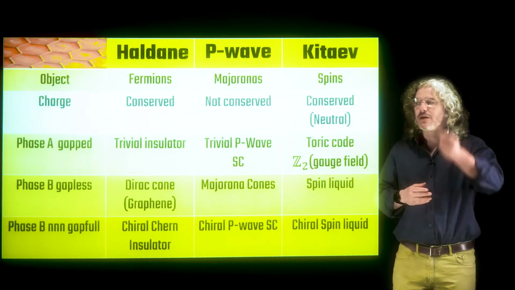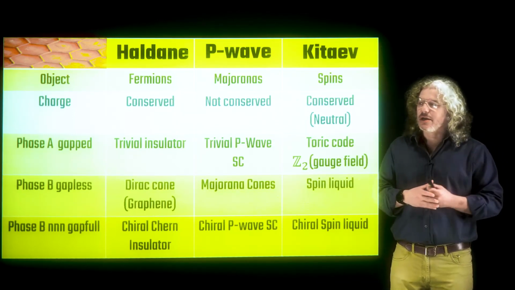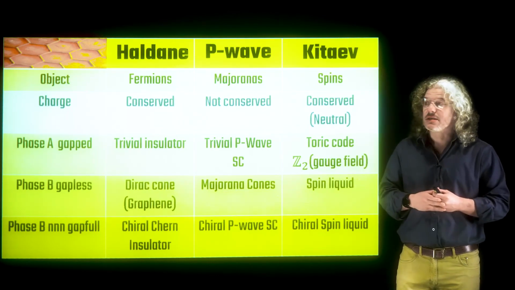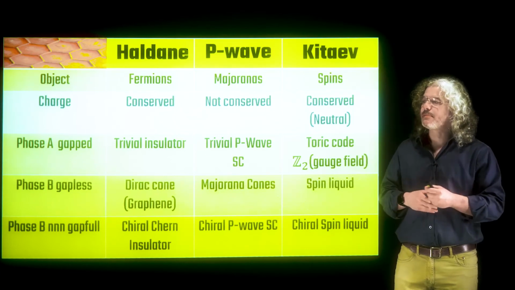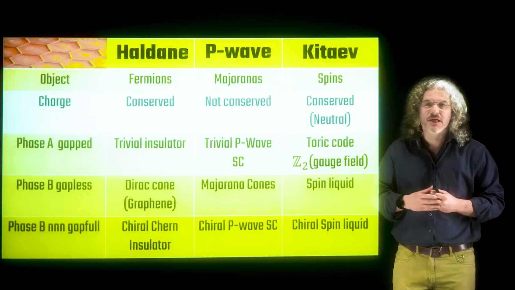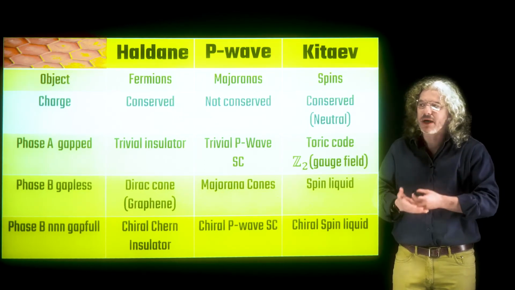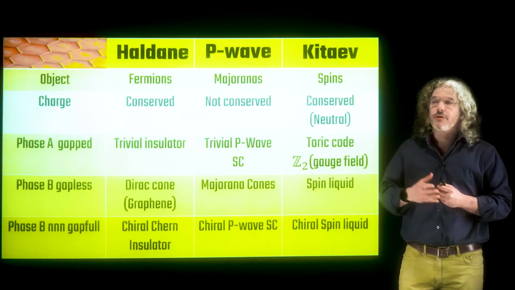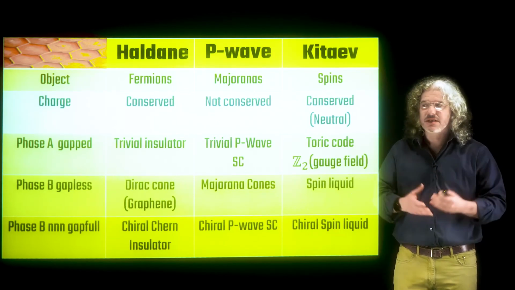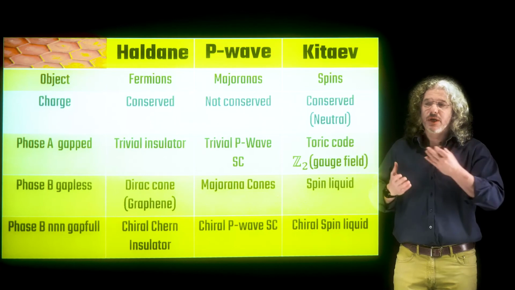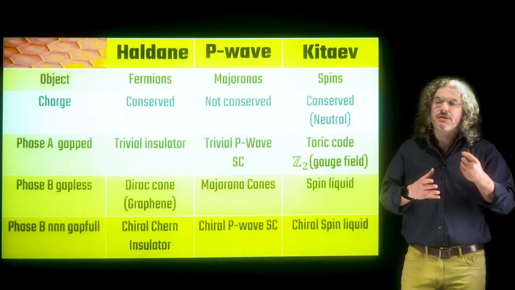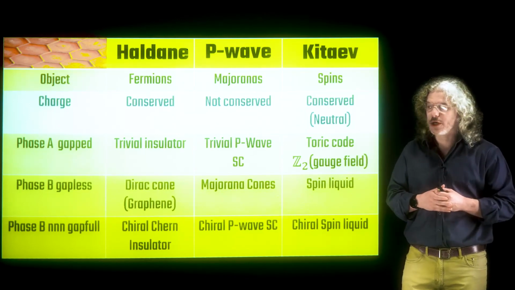We described three different phases. The first phase was when one of the couplings, Jx, Jy, or Jz, was larger than the other two. Or in the case of Haldane, Tz is larger than Tx and Ty, for example. This is the gapped phase. In the case of Haldane, this will be the trivial insulator, which is an insulator both in the bulk and there is nothing on the edge. In the case of a P-wave superconductor, it is a trivial P-wave superconductor. There is a gap in the system. It's still a superconductor, but there is no edge mode. In the case of Kitaev, we get the toric code, which is due to the Z2 gauge field fluctuations.